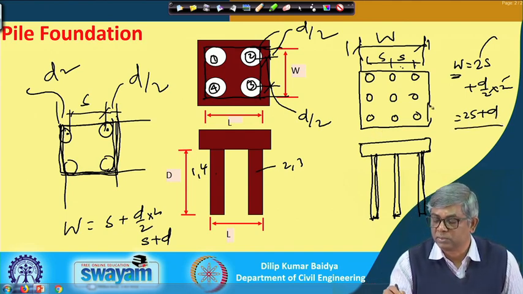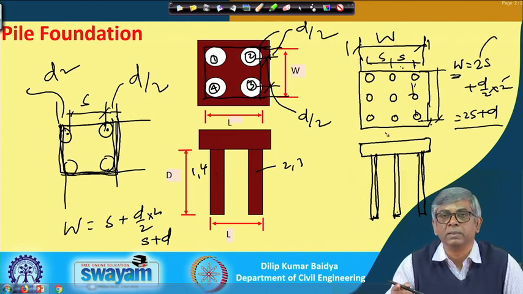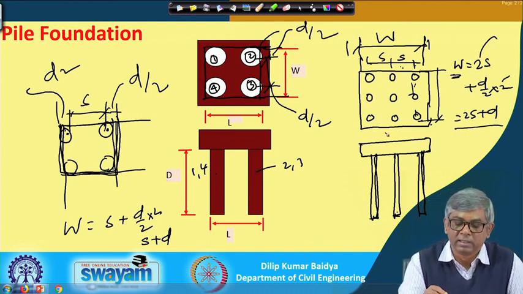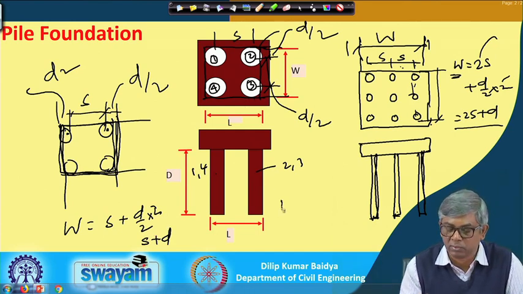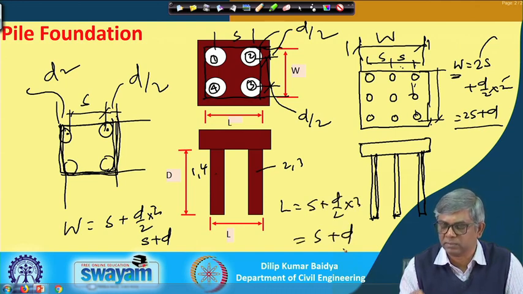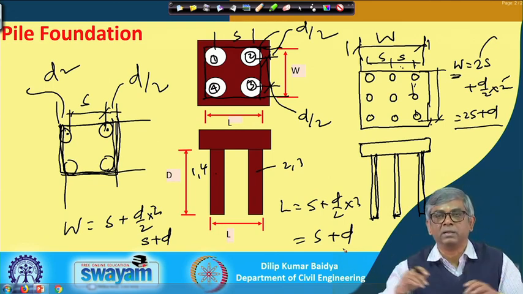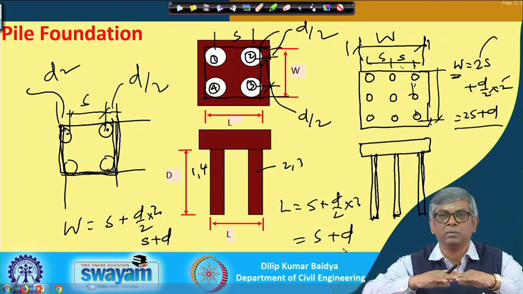Similarly, this direction will also have the same thing if there is equal spacing in that direction also. There it will be twice S plus d. And here, since there is a single spacing, only 2 piles are there, so only one S, that is S plus d by 2 multiplied by 2, so S plus d. This side is the same thing: if the spacing is the same, L will also be equal to S plus d by 2 multiplied by 2, that means S plus d. And this is the dimension in the plan view of the block.